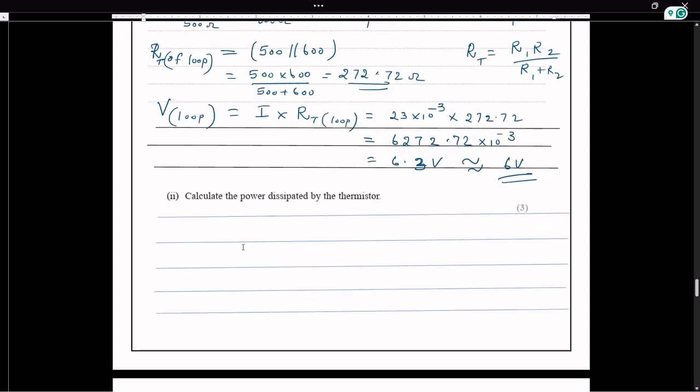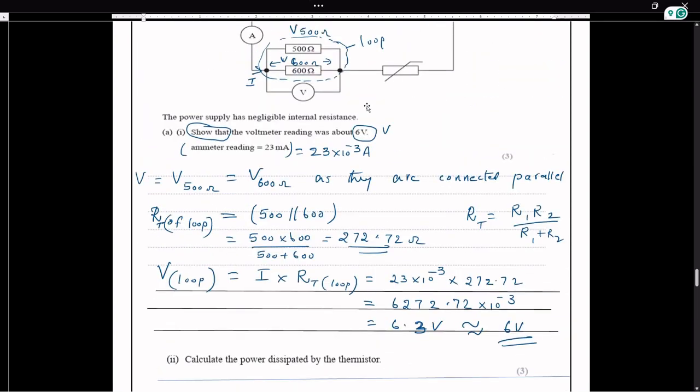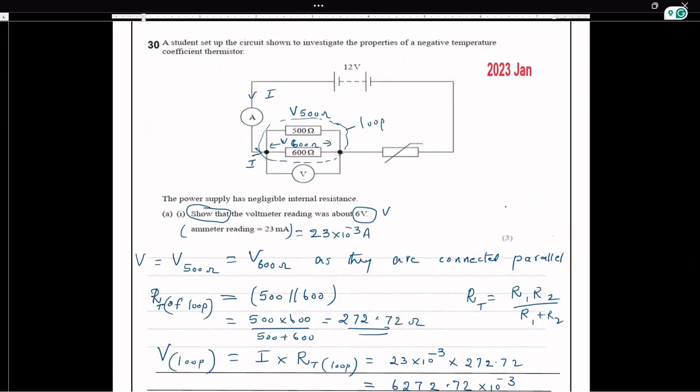Now calculate the power dissipated in the thermistor. The next part of the question is the power dissipated in the thermistor. So we have another thermistor here in the circuit. So this is a thermistor given. We calculated just now the voltage dropped across the parallel combination or the loop. Therefore, the balance voltage is coming across the thermistor. So we have the thermistor voltage. Let us calculate the thermistor voltage now.